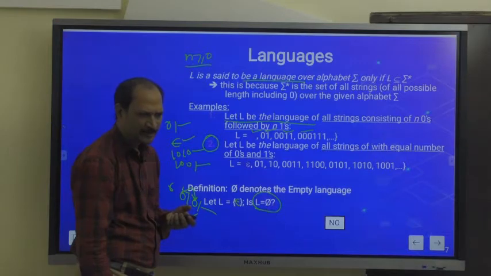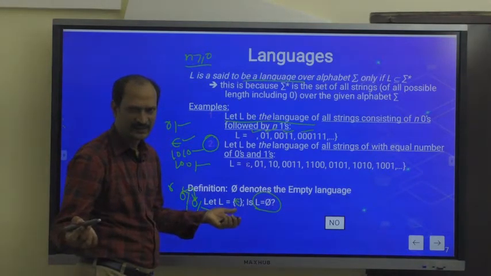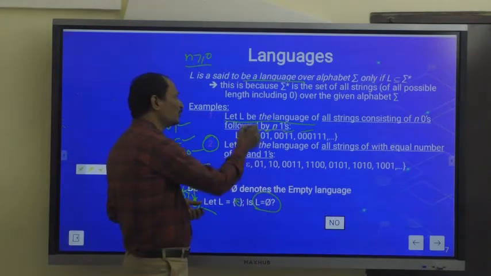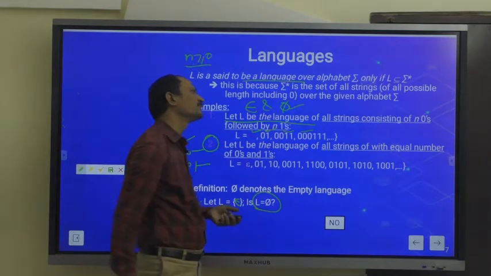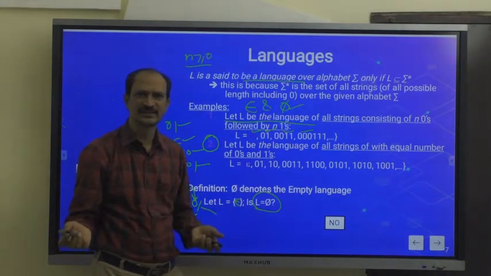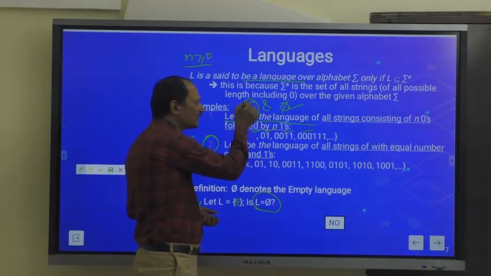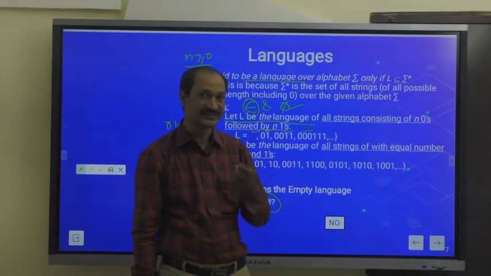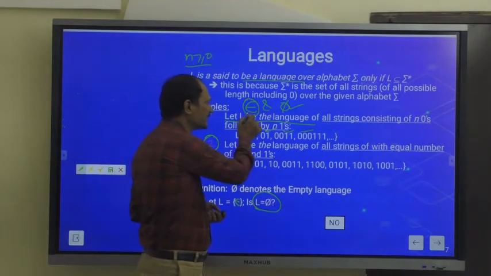Phi means an empty set, the language does not contain anything. Whereas epsilon has a special meaning. There is a huge difference between epsilon and phi. Phi denotes a null set, the set that does not have any elements, whereas epsilon is an element whose length is 0. It's a string whose length is 0, an empty string. Epsilon is an empty string.